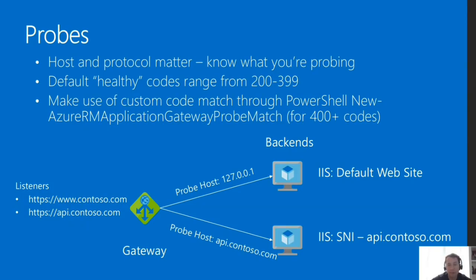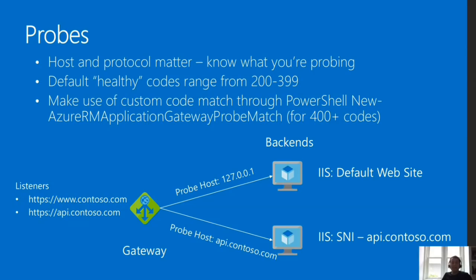Default healthy codes range from 200 to 399. So most of the time people think, well, everything has to respond with a 200 okay. Not necessarily true. It goes all the way up to 399. That's fine.